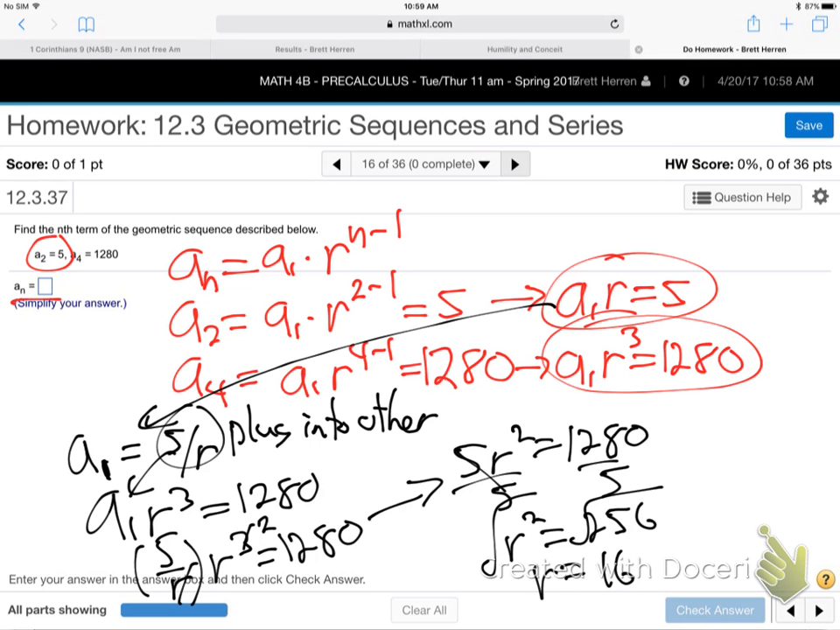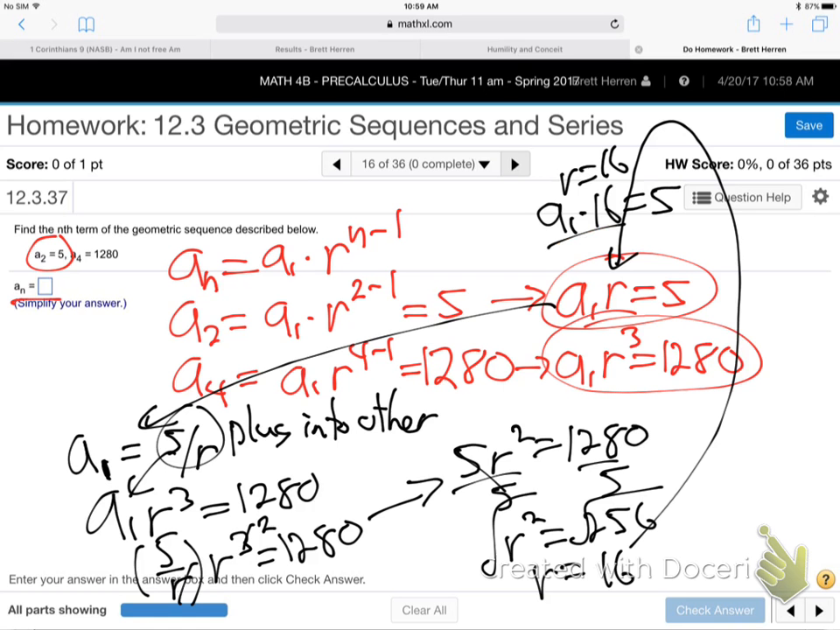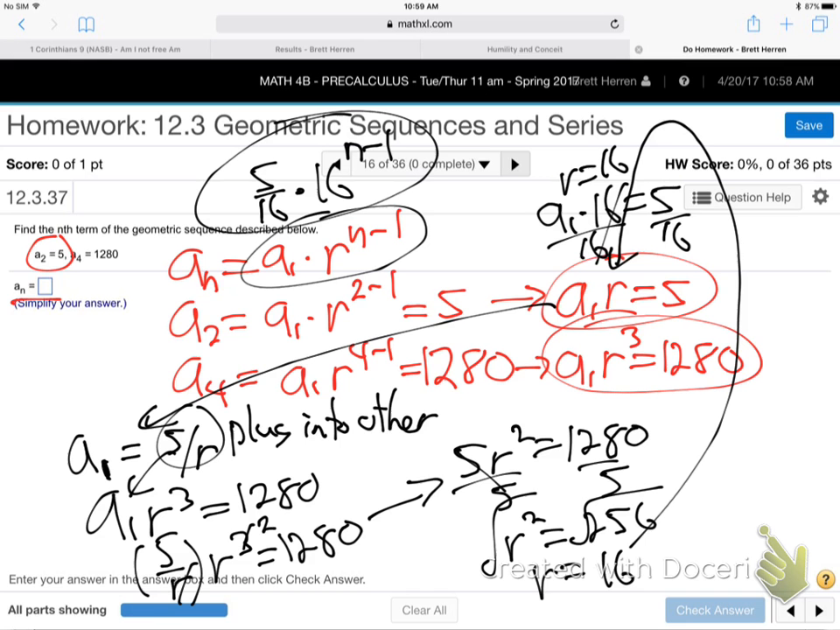And now that we have r, we can get, because we need a1 also. So we've got r. So bring it up here and plug it in. So we've got a1 times 16 is 5. Divide by 16. a1 is 5/16. So then our formula is a sub n equals 5/16 times 16 to the n minus 1. There it is.